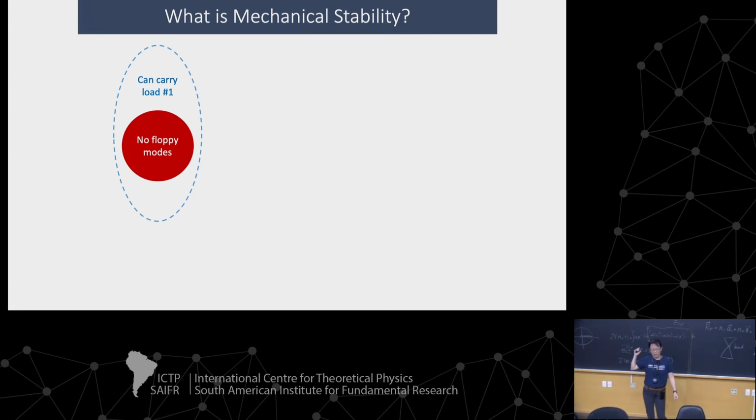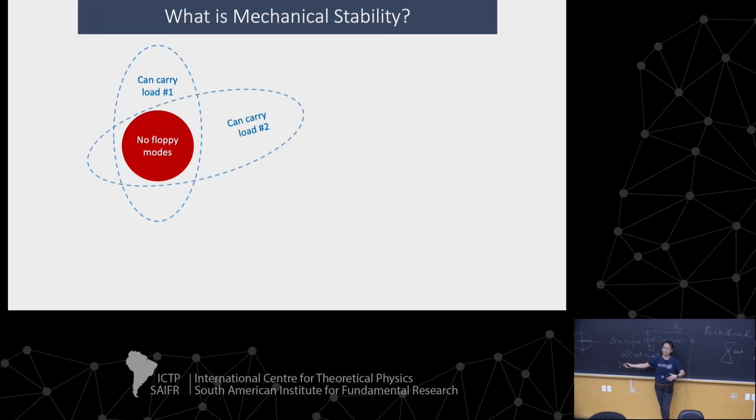For example, if a system can carry a certain type of load, you can also say that's stable, right? You can still have moving parts somewhere. As long as macroscopically you can carry that load, then it is stable. But you can define stability in terms of different types of load. You can see whether it carries a shear, whether it carries a compression. They don't necessarily overlap with one another. So the logic is basically when you have no floppy modes anywhere, then you can carry all loads. But when you can carry one type of load, you don't necessarily carry other types of loads.